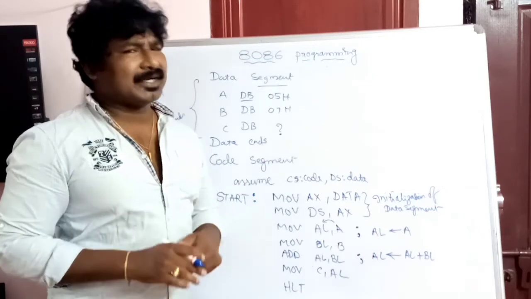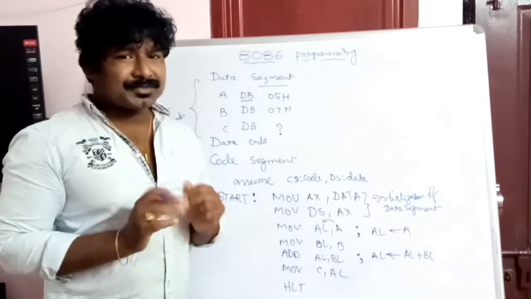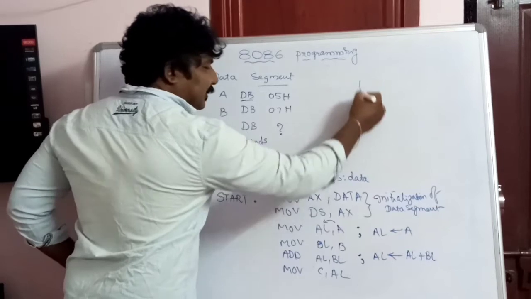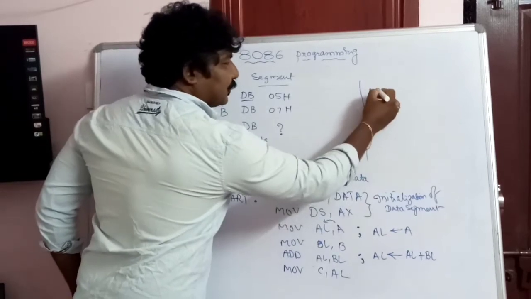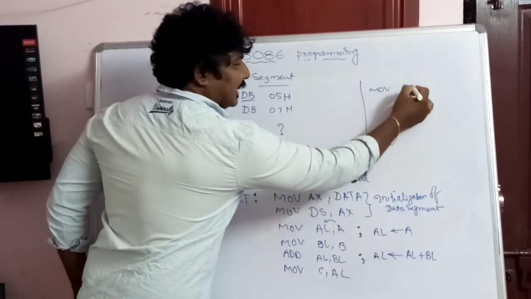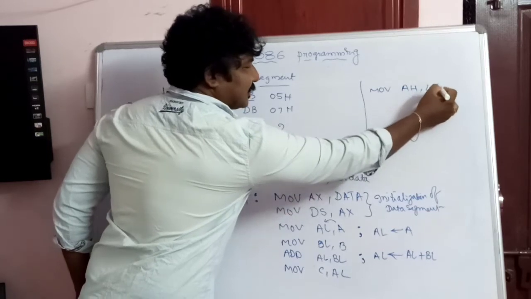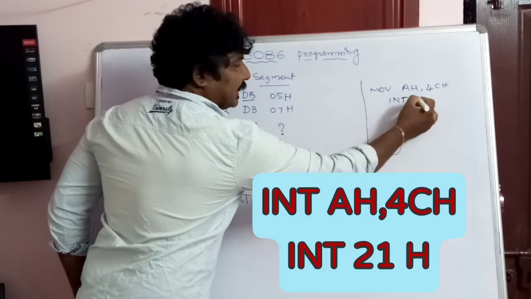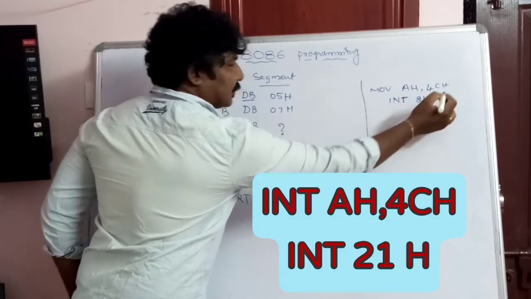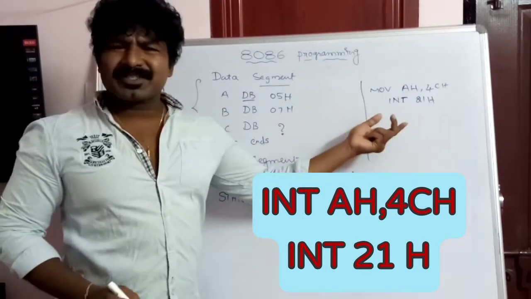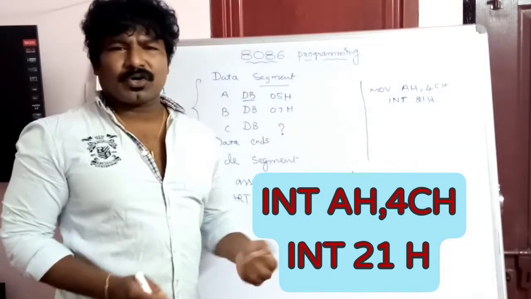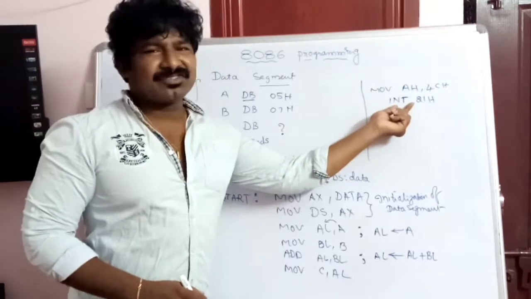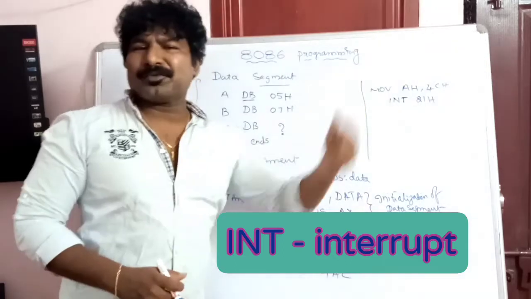So how can I do that? For that you need to write two statements. Let me write the statements here. All I have to do is MOV AH, 4CH and INT 21H. What are these two statements? These two statements are called DOS interrupt statements. You can see here INT stands for interrupt and 21H is the type number for that interrupt.